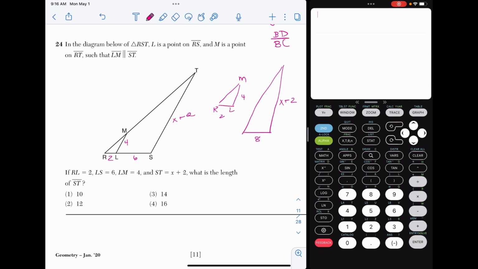And now I can set up a proportion to solve. So 2 matches up with 8, corresponds with 8. 4 matches up or corresponds with x plus 2. And let's cross multiply. 2x plus 4 is equal to 32. Subtract the 4. 2x is 28. X is 14. We're looking for the length of ST though, so when I plug in, I'm going to get choice 4, which is 16.